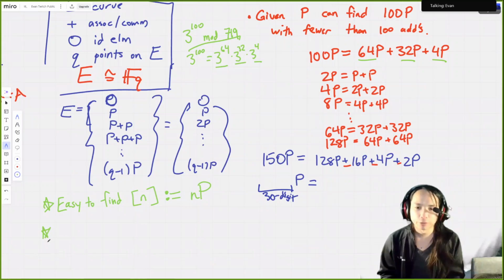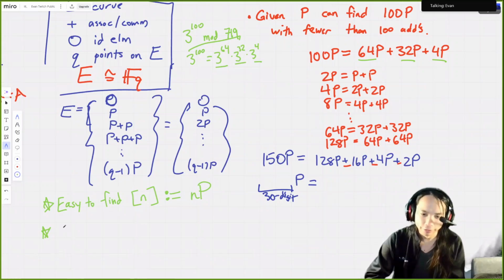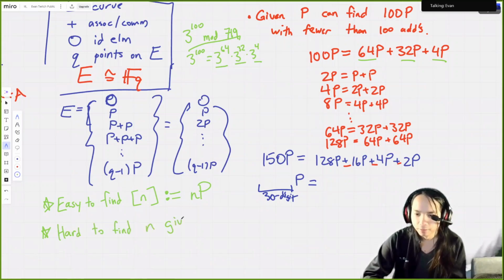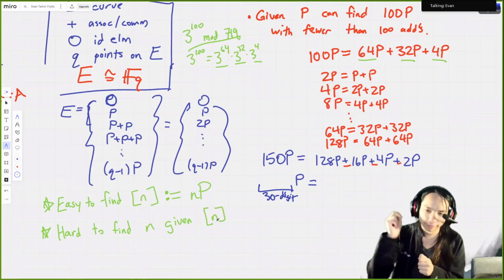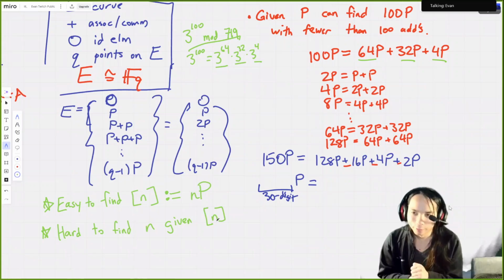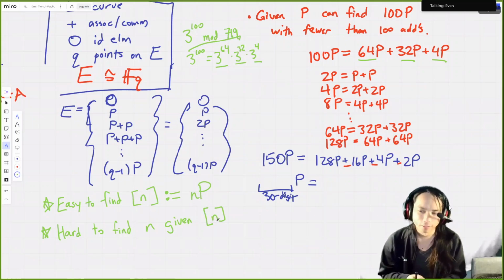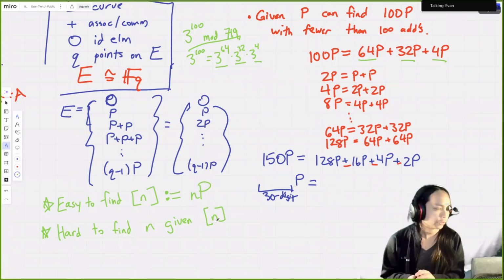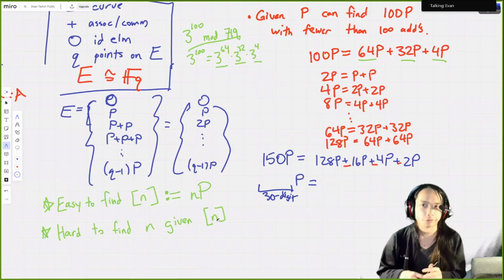But there's also a flip side to this, which is that it's really hard, it turns out, to find n given the bracket n. If I give you a number, you can do this multiplication really quickly. But if I go the other way and give you the point on the curve that you get, n times P, and ask you what the value of n was, there's no good way currently known to do this. This is what we call the discrete logarithm problem.